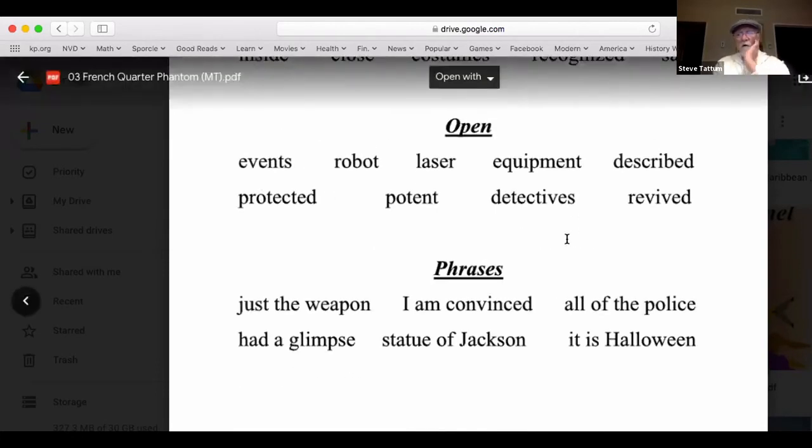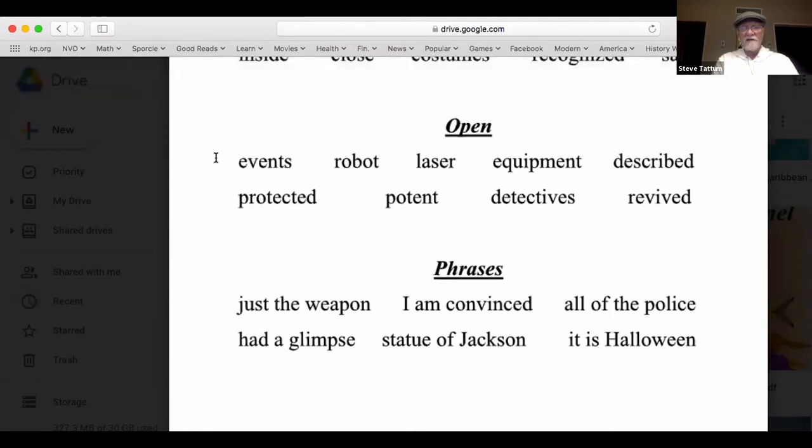Let's go to some open and closed syllables. I'll do the first one. Now, if I tag this, it would be events. If I change it, it will be events. Which is the word? Events. Okay, your turn, tag it. Robot. Robot, now change it. Robot.